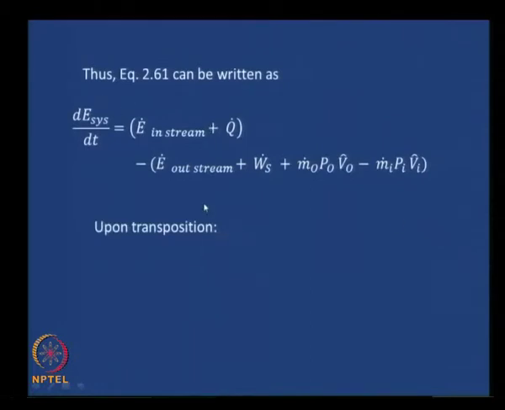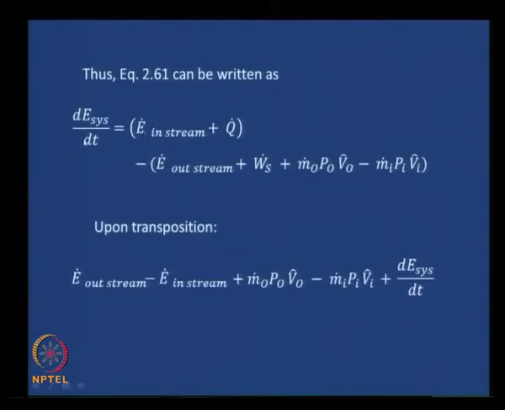Now, if you transpose this, in our standard way, if you take terms to one side and so on, E dot of the outlet stream minus E dot of the inlet stream. There is a minus here, there is a plus here, therefore, this is actually a minus. You have a plus m_o dot P_o V_o hat, and this is minus minus, a plus here, on the other side minus m_i dot P_i V_i hat plus d/dt of E of system equals whatever remains here, Q dot minus Ws dot. We will call this equation 263.